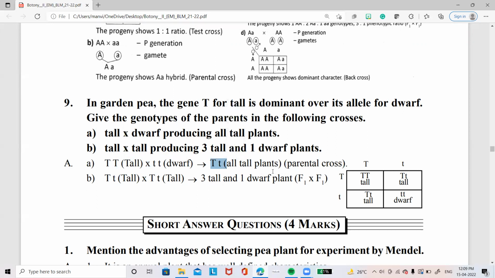The first one is the parental cross, crossing homozygous tall with homozygous dwarf. We say it's a parental cross done by Mendel. And the second one, heterozygous tall with heterozygous tall, is a cross of the F1 with F1 generation.